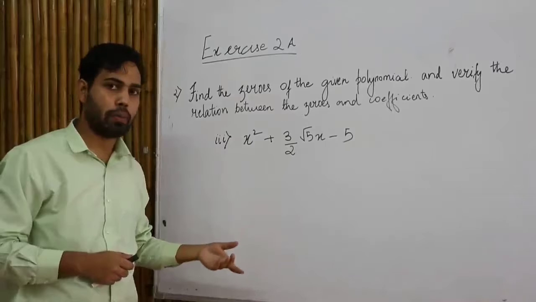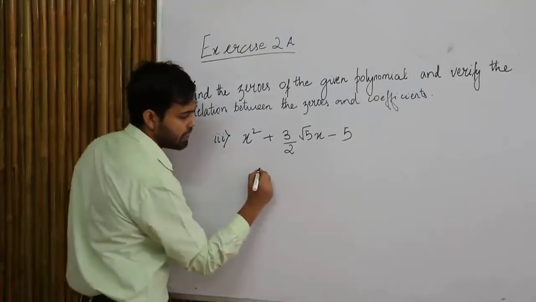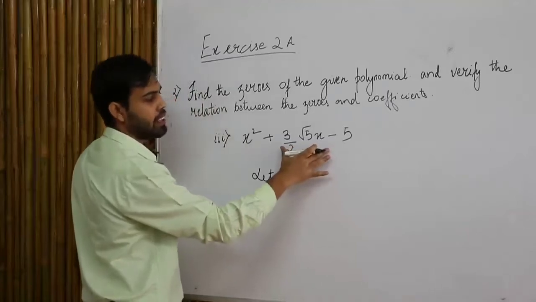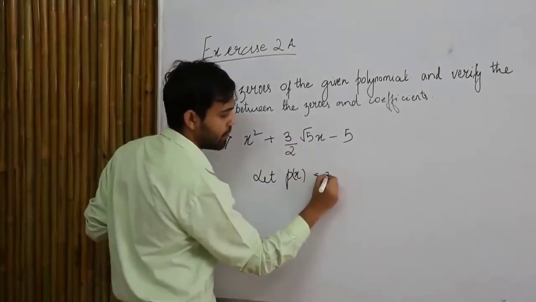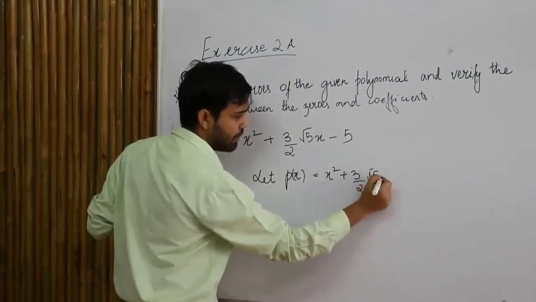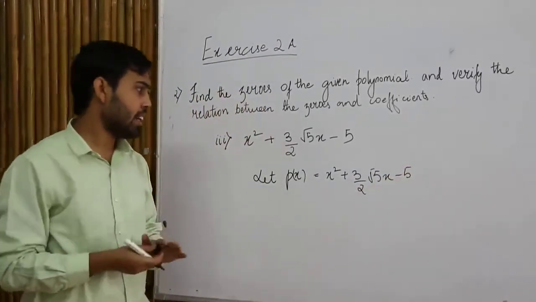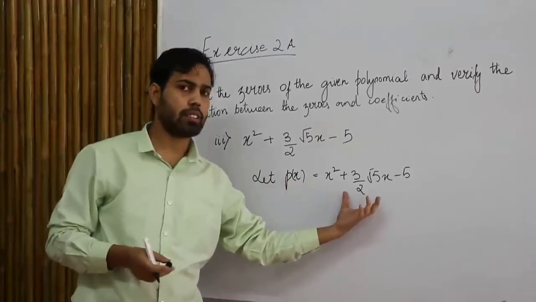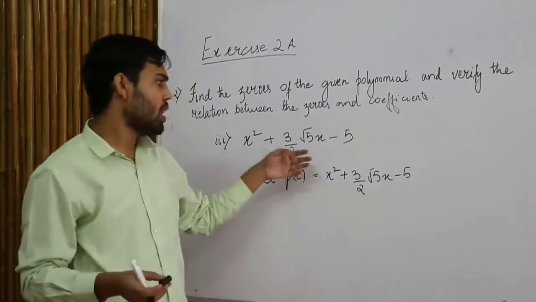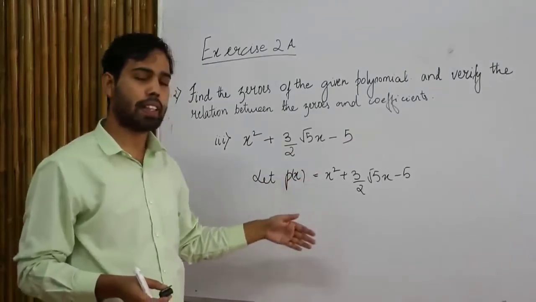So they have given me a polynomial. My first step in this type of problem is to assume the polynomial, so I'm assuming my polynomial to be p(x). Basically I'm just giving a name to this polynomial. So I have p(x) equal to x squared plus 3 by 2 root 5 x minus 5. Now first we need to solve this in order to get the zeros or the roots of this polynomial. In the earlier classes we already know how to solve a quadratic equation by using middle term factorization, so I'll be using middle term factorization here.